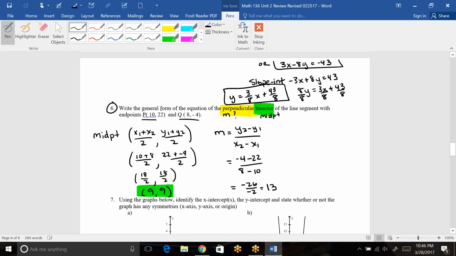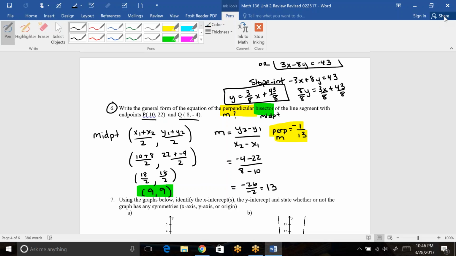The problem is that's the slope of PQ. We want a perpendicular slope. So our perpendicular slope will be 1 over 13, and since this is positive, ours needs to be negative. So that's how we get those first two parts. You need a bisector, which means you need a midpoint, and you need to know the slope of this so that you can make it perpendicular.